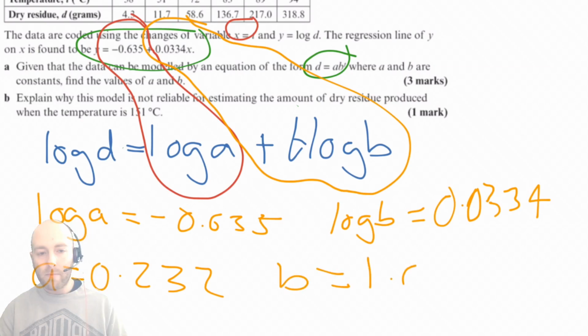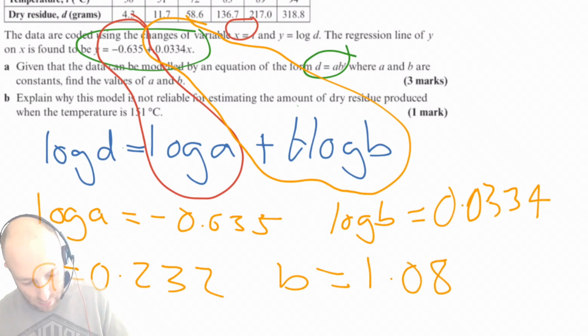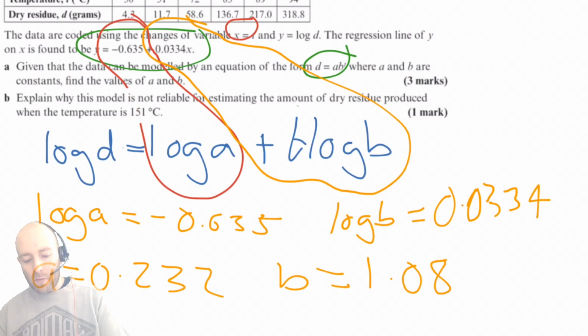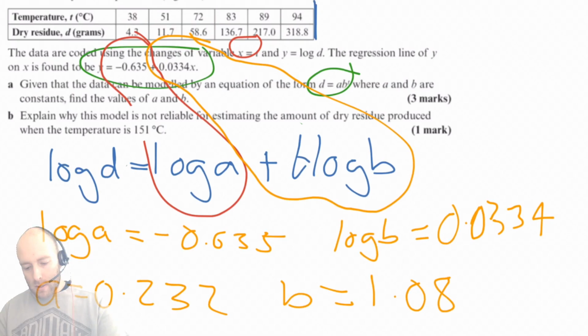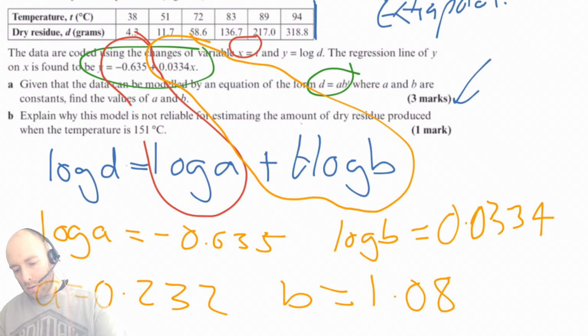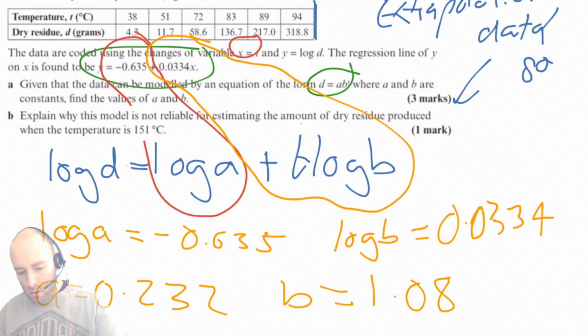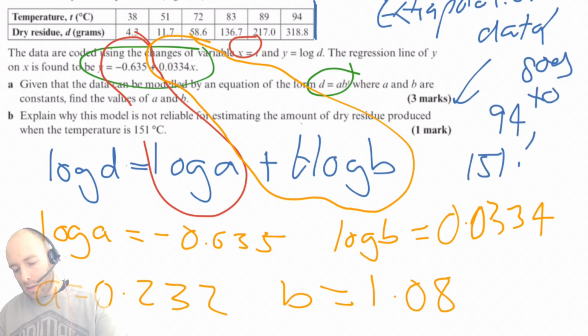Cool. All right, explain why this model is not reliable for estimating the amount of dry residue produced when the temperature is 151. Well, if you look, our table only goes up to 94. If I bring this back down again, table only goes up to 94. 151 is outside of the bounds of our investigation. So we can say extrapolation. Data goes up to 94, and we say 151 is outside of our investigation. Cool. Anyone got any questions on this?